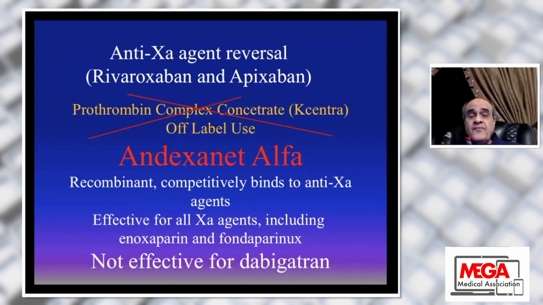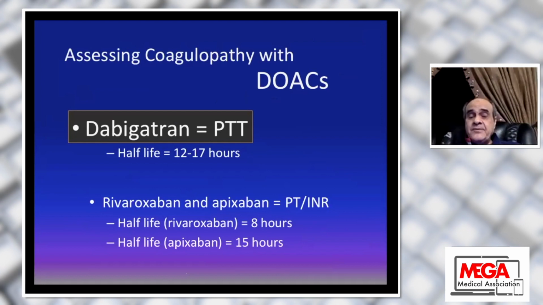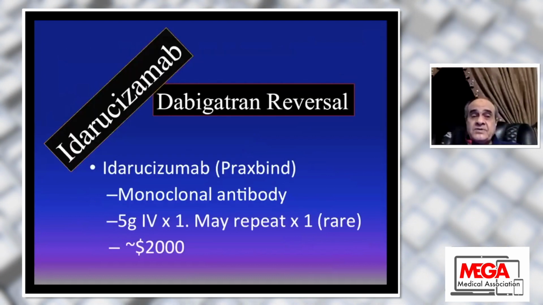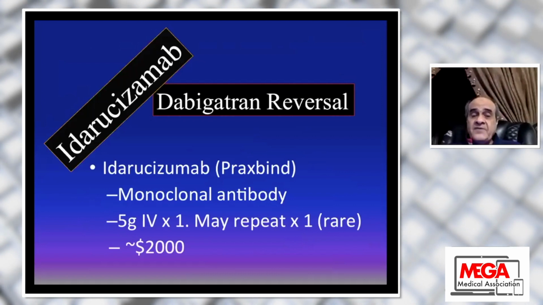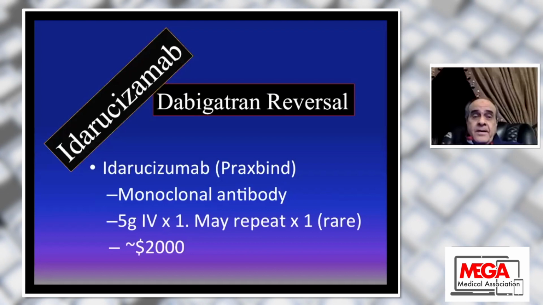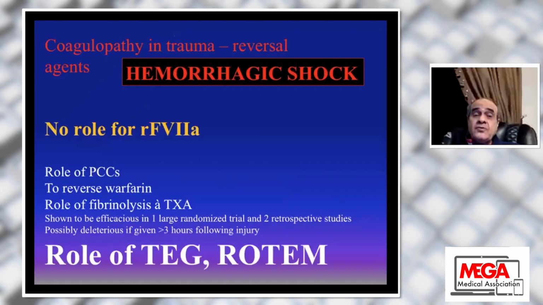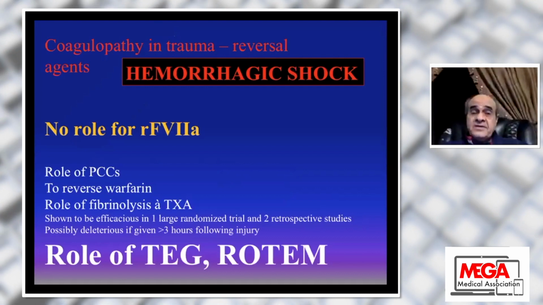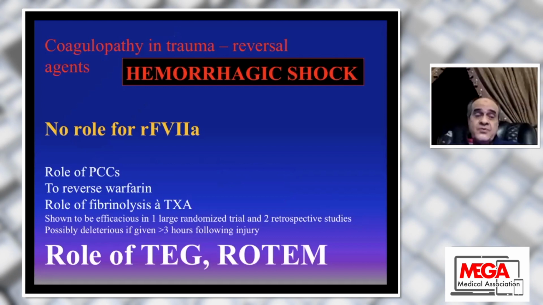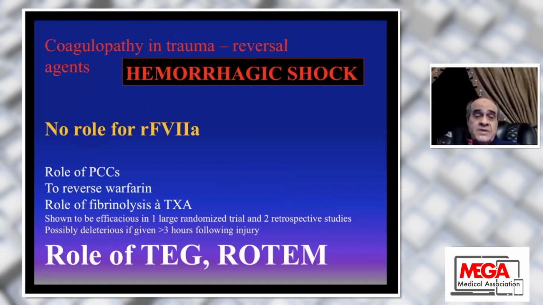Of course, the defect we can predict through PTT. As we know, the dose of idarucizumab is about 5 gram IV. It may be repeated. In trauma and hemorrhagic shock, no role for recombinant activated factor 7, which may cause some thrombotic complications, and no role also for prothrombin complex concentrate.